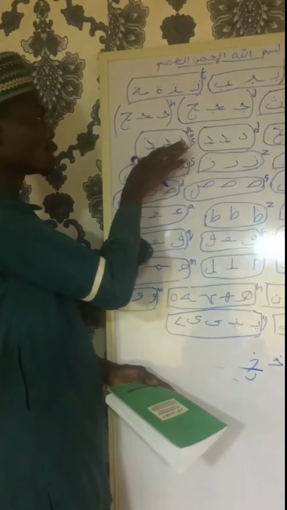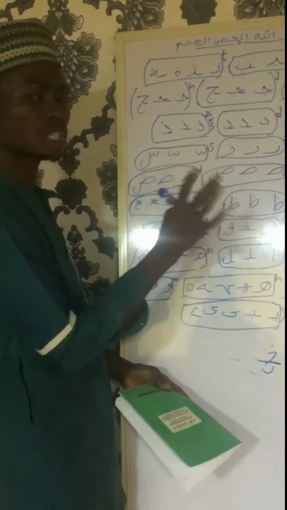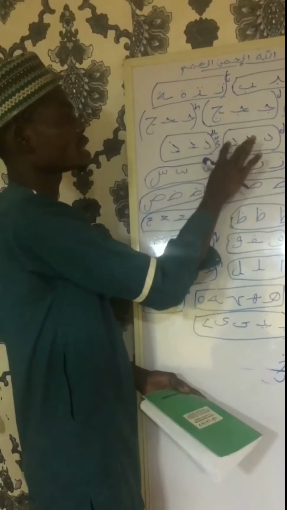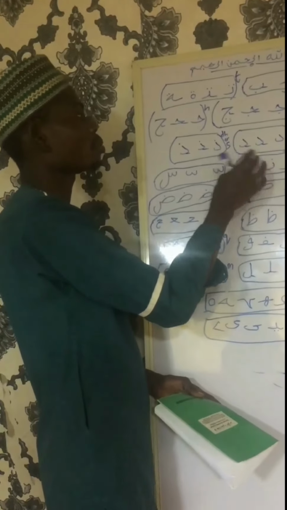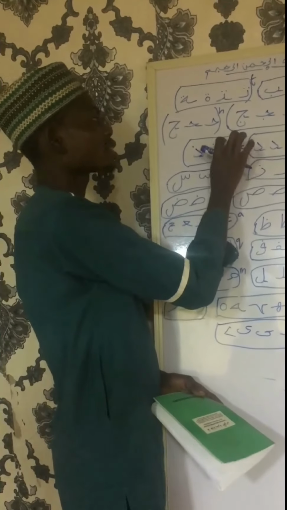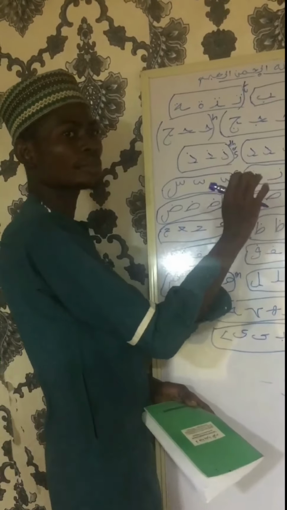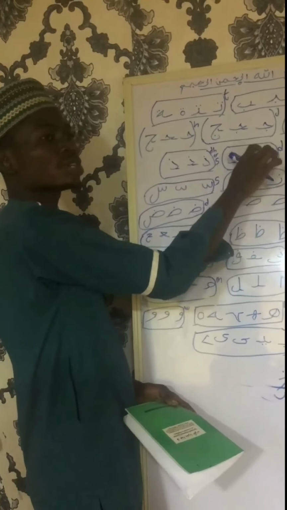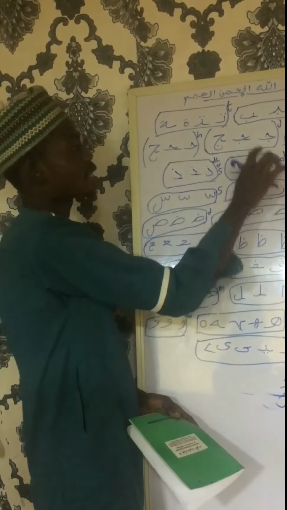At the beginning, at the middle, at the end, they are all the same. There are no changes in it at all. So you have to take note of this Dal and Zal. Also, you can see that they are of the same family. They look alike. But the difference between Dal and Zal is that Dal doesn't have any dots, while Zal has one dot on top. So if you don't want to make a mistake, whenever you see a dot up, you know that this is Zal. Whenever you see something like this with no dots, you know that this is Dal.